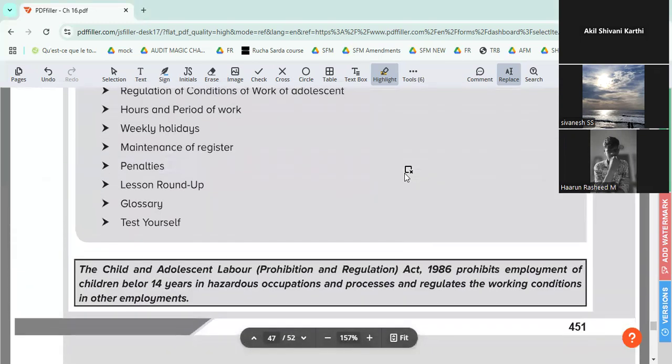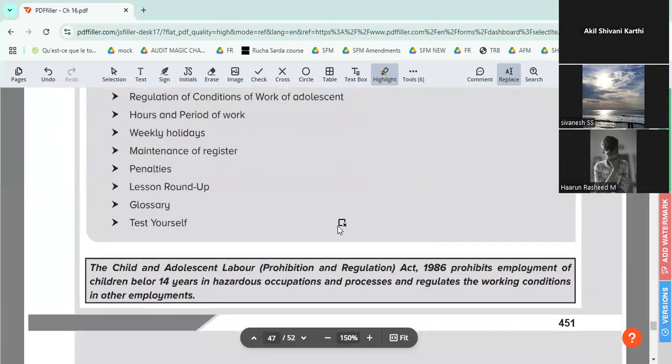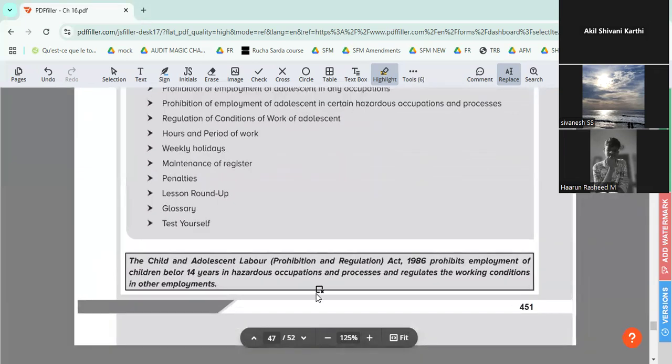So, what is the objective of this act? The Child and Adolescent Labor Prohibition and Regulation Act 1986 prohibits the employment of children below 14 years and in case of hazardous occupations and processes, and it also regulates the working conditions in other employment. So, if it is a child below 14 years, then it is banned. It is prohibited that they should not be employed in any type of occupation, whether hazardous or not.